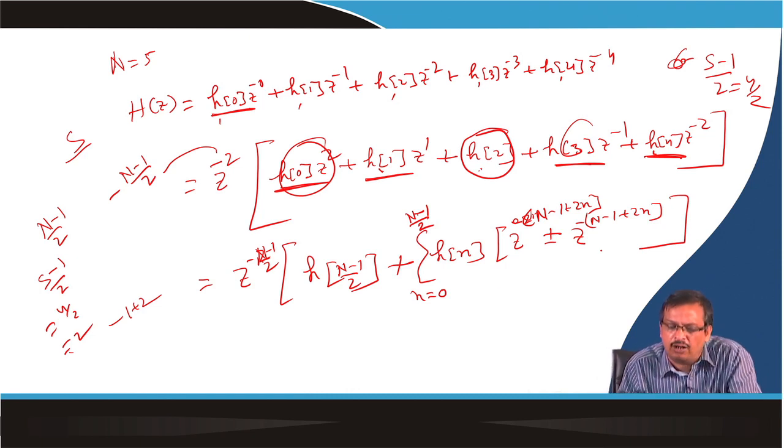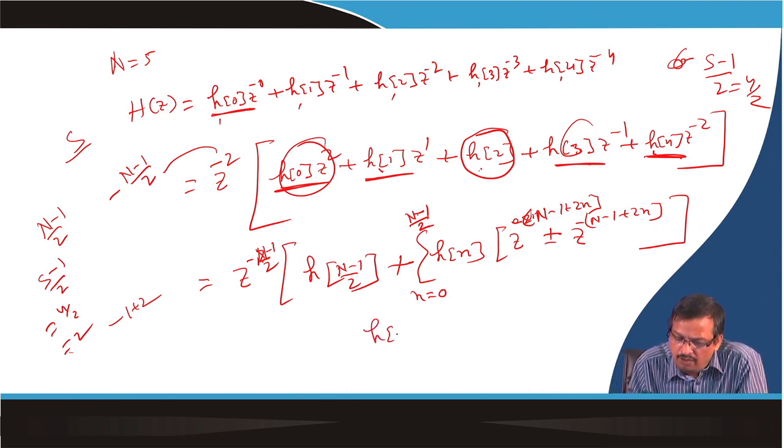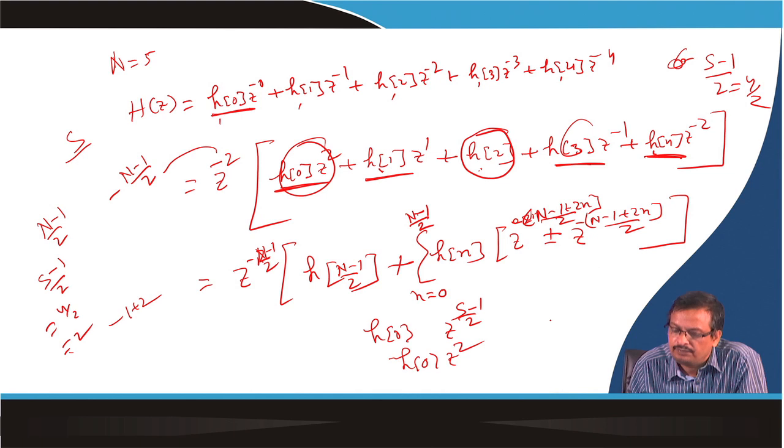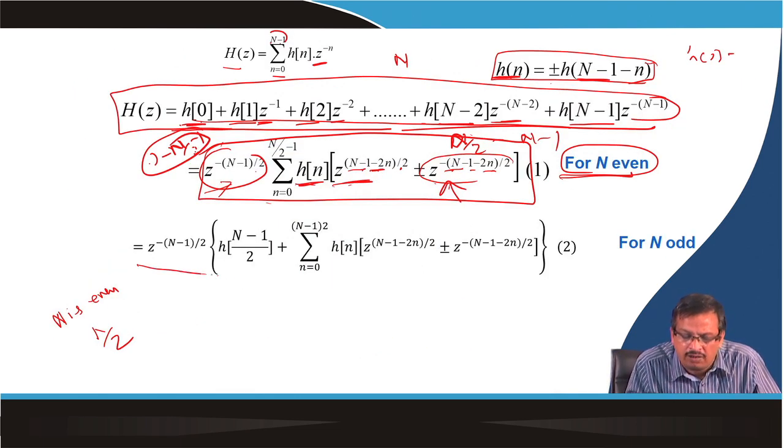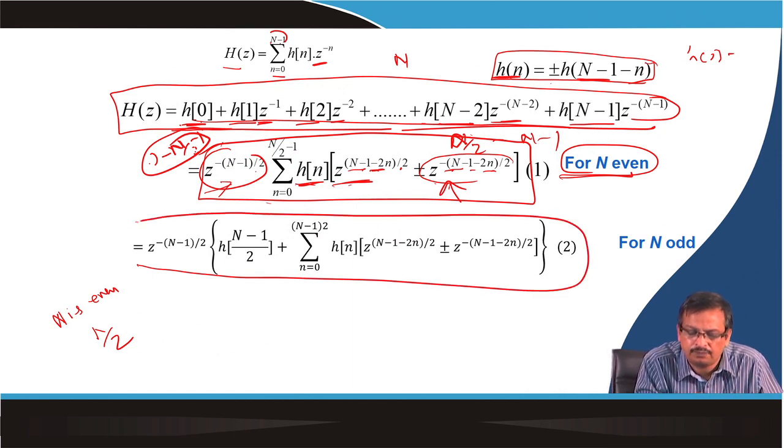If you see n equal to 0, so H0 z to the power (5 minus 1) divided by 2 will be there. So it is nothing but H0 into z square. Okay, understand or not? So I can say that the generalized form for odd is nothing but this one.